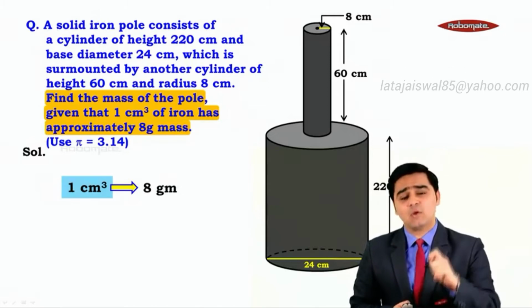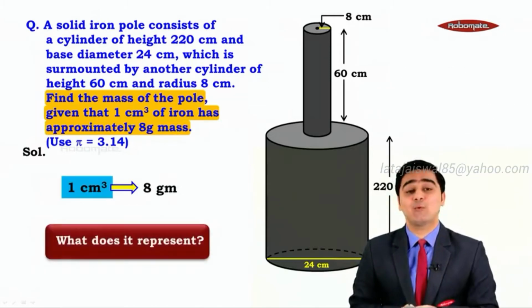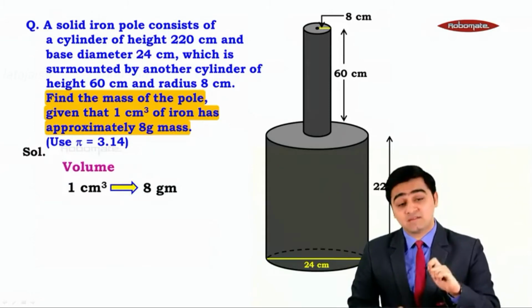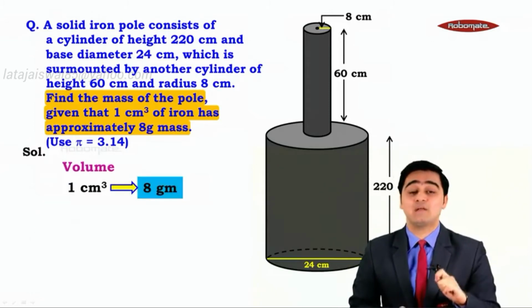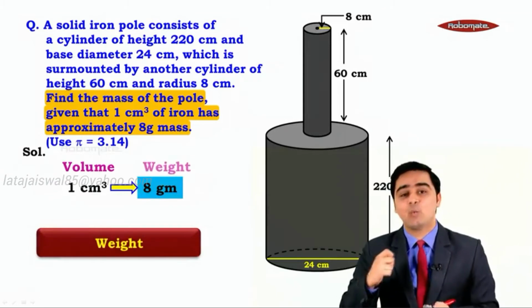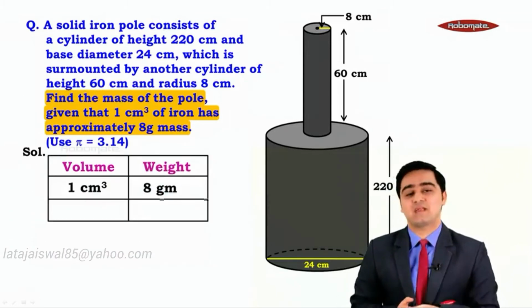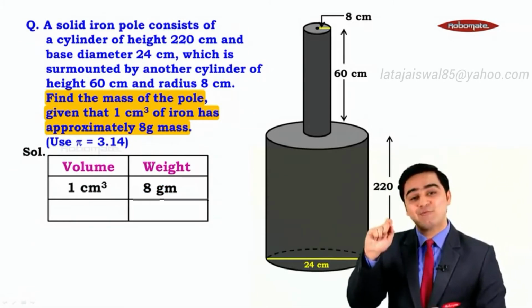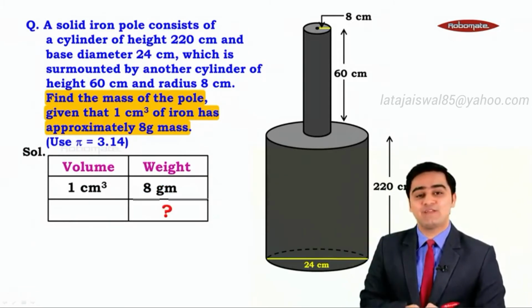Now my dear students, what does 1 centimeter cube represent? Yes, it is volume. Now it says that 1 centimeter cube has 8 gram mass. So what does 8 gram represent? Yes, it is a weight. Now let us understand this scenario. It says to find the mass of the pole. It simply means that we have to find the total weight of this pole.